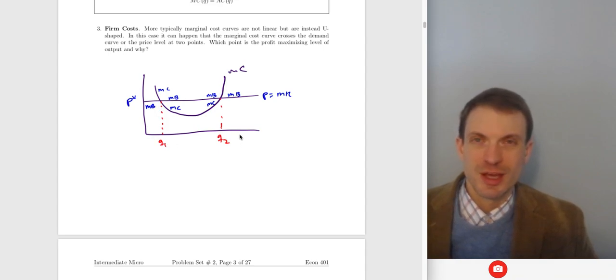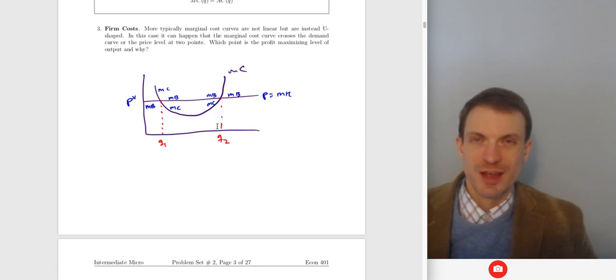Well, the Econ 101, the principles of econ logic is let's compare marginal benefit to marginal cost. Once we get to Q1, if we produce a little bit more, marginal benefit, the price, is bigger than the marginal cost. So we ought to actually keep producing. Marginal benefit remains above marginal cost until we hit here. Now marginal cost is higher than marginal benefit, so we'd stop at Q2.